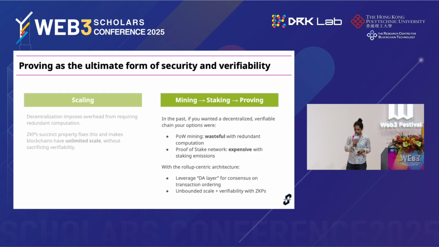Another interesting trend to observe, and why ZK for scaling is so compelling, is that I think proving will be the ultimate form of security and verifiability for all chains. So in the past, if you wanted a decentralized verifiable chain, your options were proof of work mining, which is very, very wasteful because you have redundant computation. Or you have proof of stake, but that's actually pretty expensive because you have to give out these staking rewards and emissions to validators to secure the network. With ZK and a rollup-centric architecture, you can place your data on some sort of data availability layer, like Ethereum or Celestia or other options, and then you can get unbounded scale and verifiability with a ZK proof.